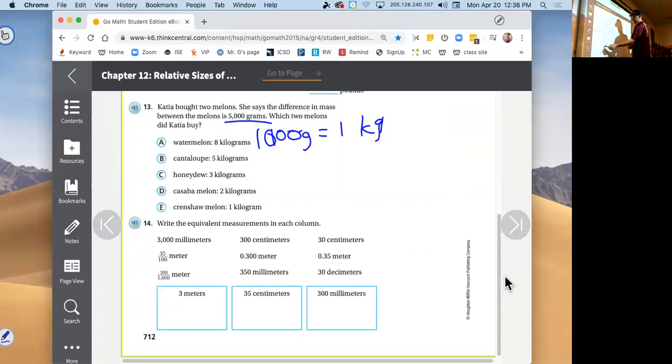So we're just going 3 meters. We got 35 centimeters and 3,000 millimeters. Okay, so we just got to look and say 3,000 millimeters. If you look on your conversion chart, 1,000 millimeters is 1 meter, but we have 3 of these. So 3 goes right here. So this would be 3,000 millimeters.